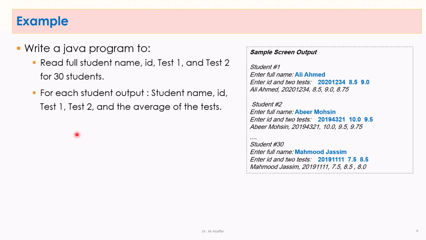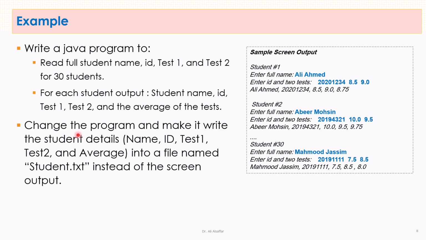In the second part of the example, we want to change the program and make it write the student details, name, ID, test 1, test 2, and the average into a file named student.txt instead of printing the line on the output screen. So let us go to JGrasp and change our program so that instead of printing on the output screen, we save it into a file.